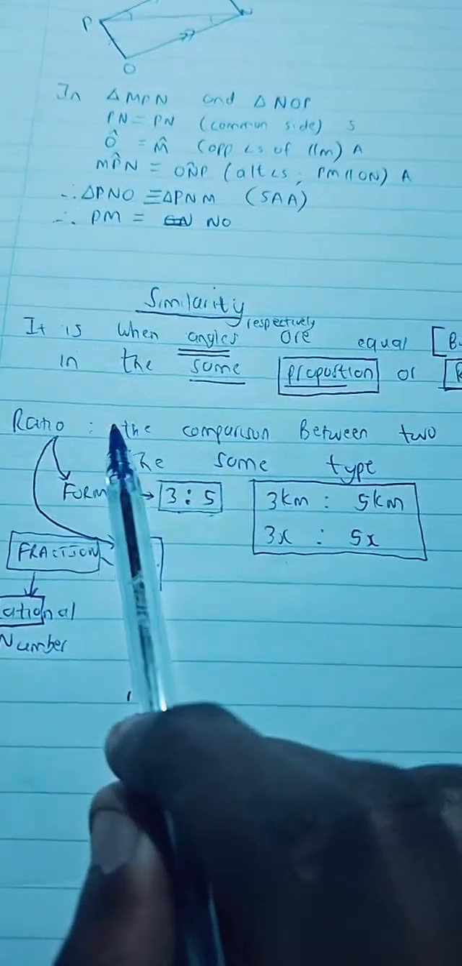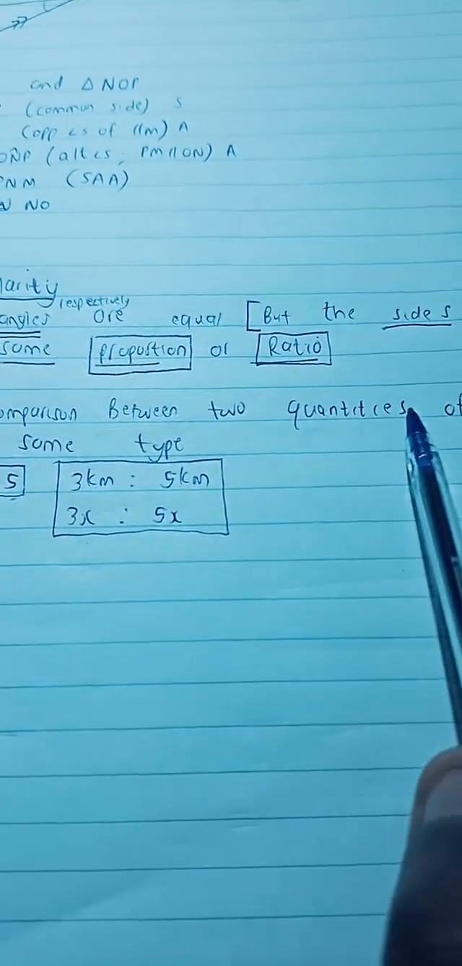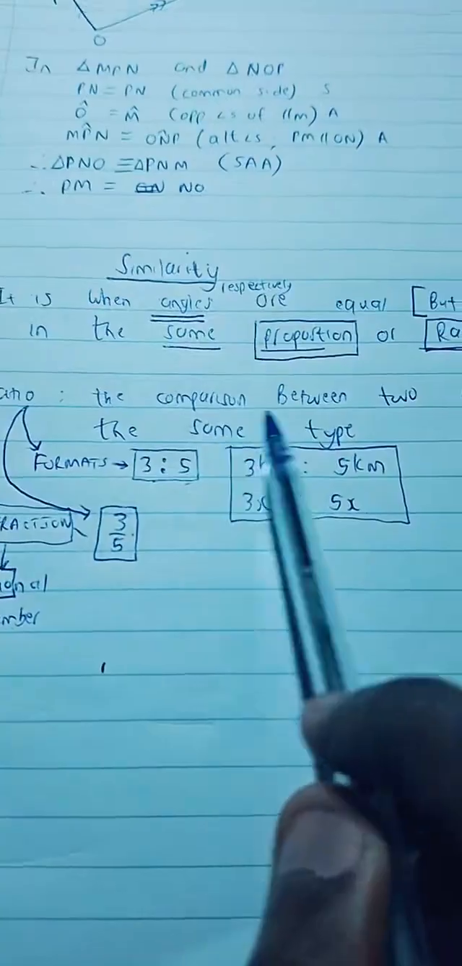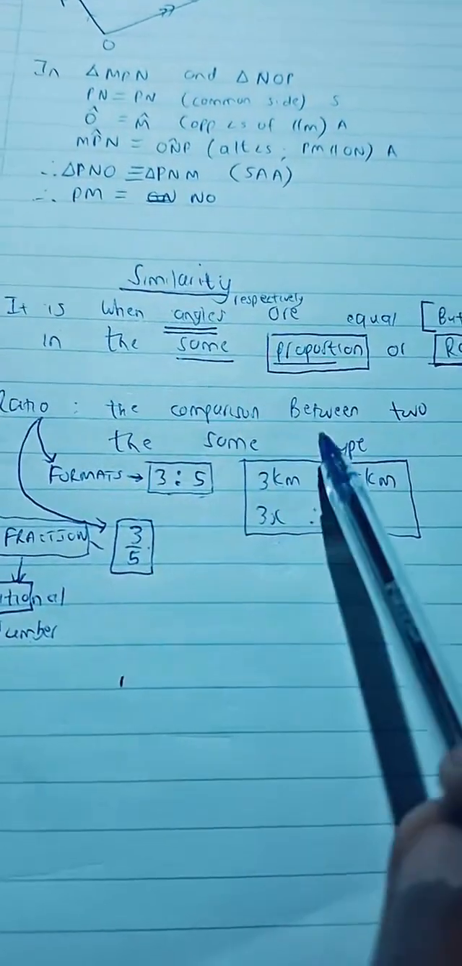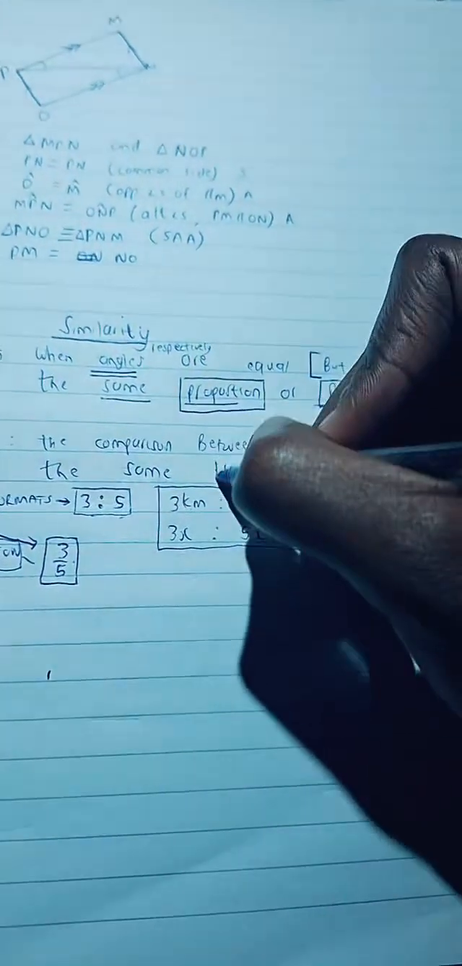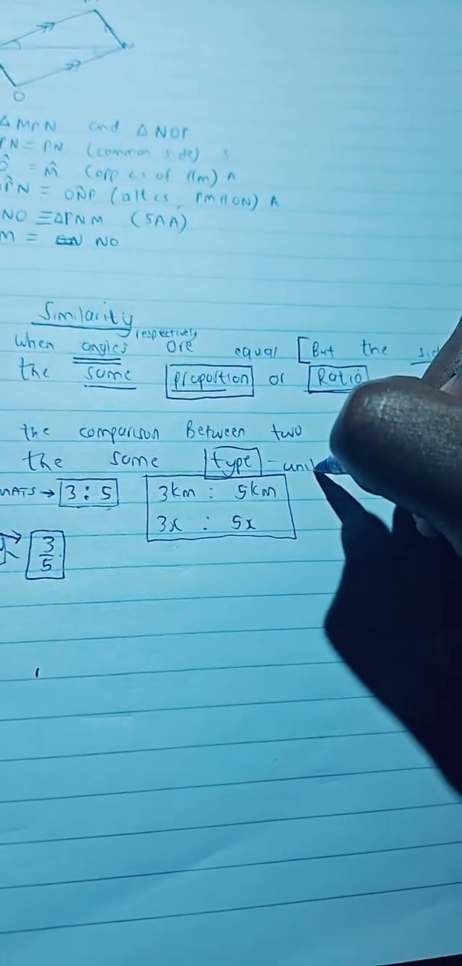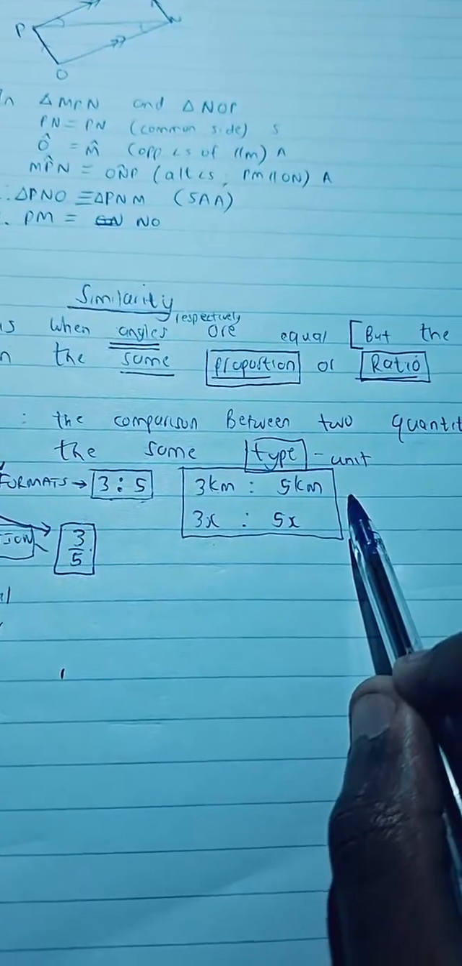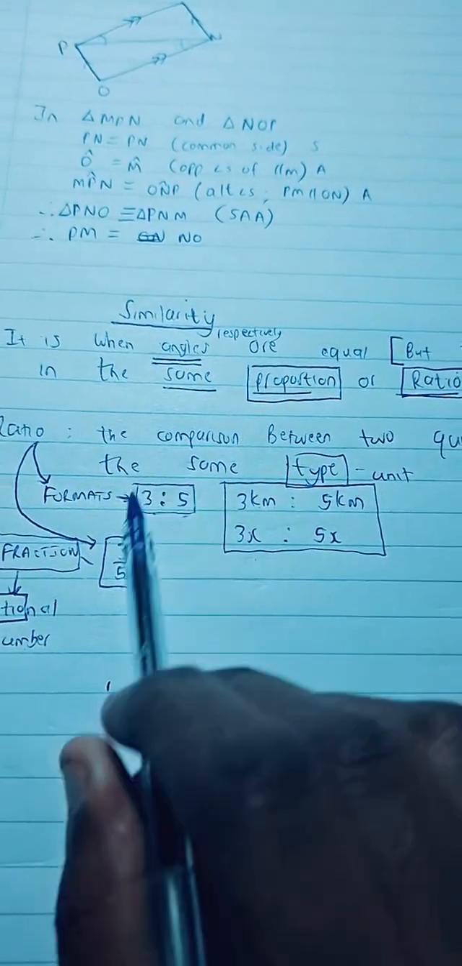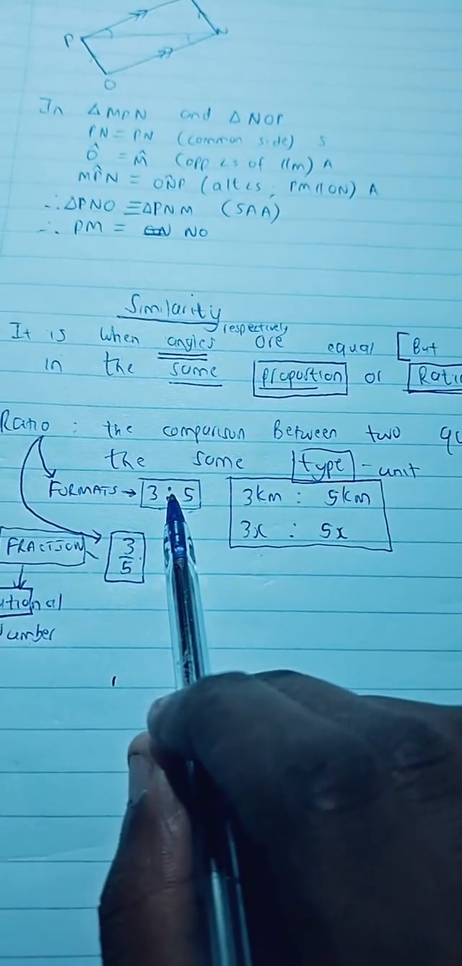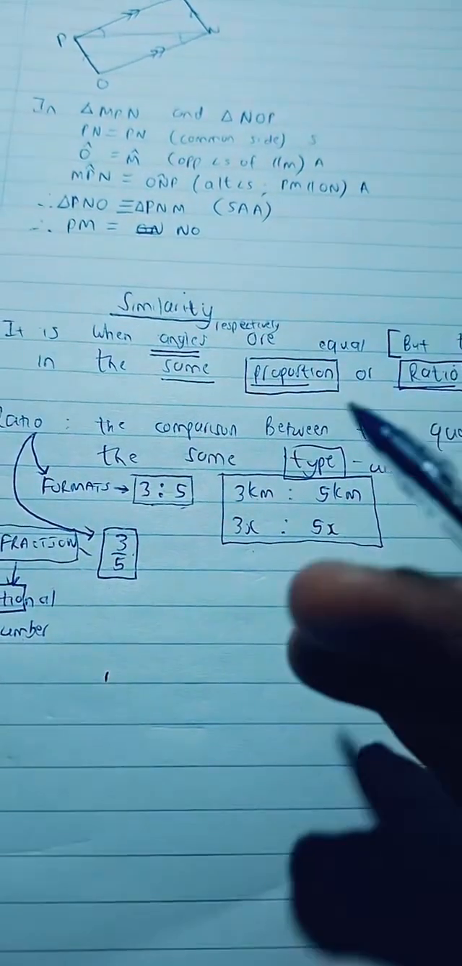What is a ratio? I'm saying ratio is the comparison between two quantities of the same type. So are you saying that when I write a ratio, the quantities must be of the same type? Yes. What do you mean by the same type? I'm saying they must be of the same unit. So if you are dealing with a ratio, 3:5, you are comparing these two quantities, but they must be of the same type.